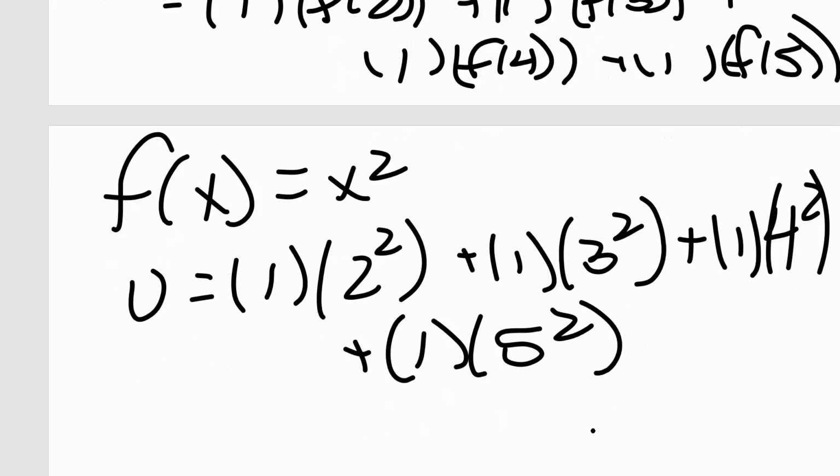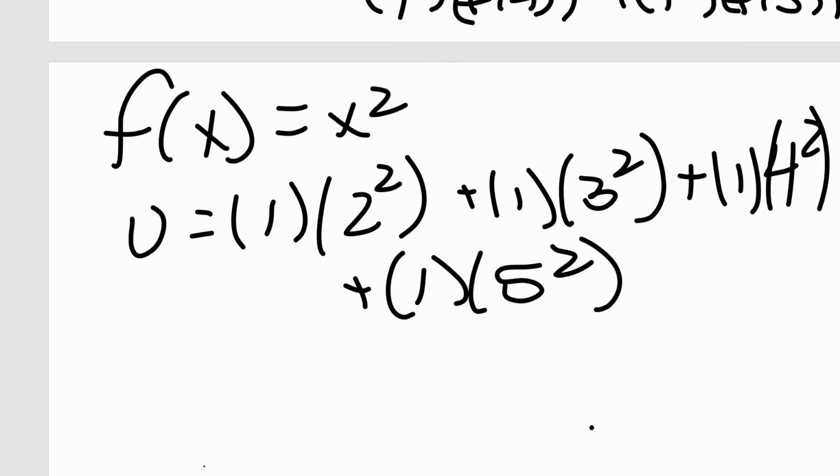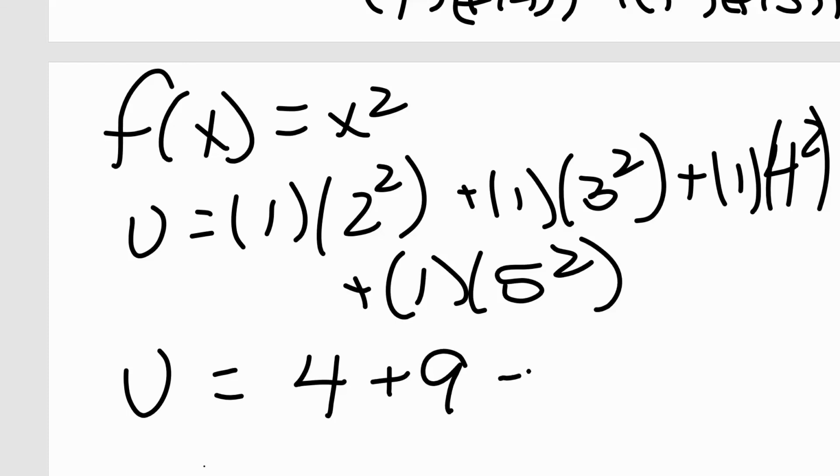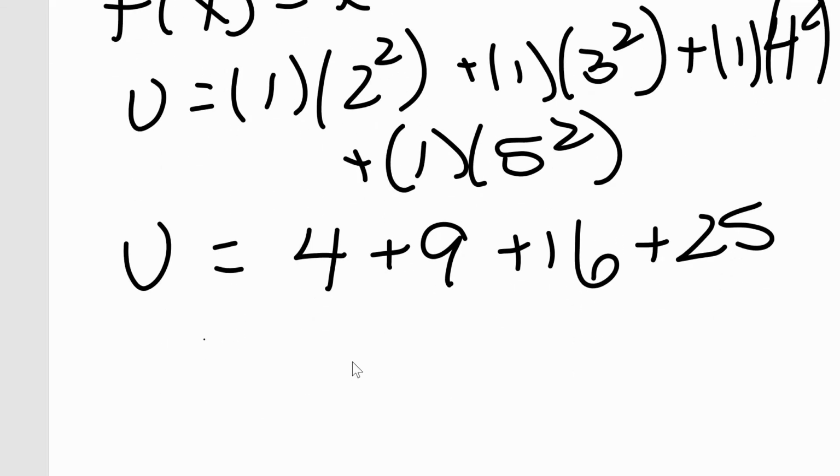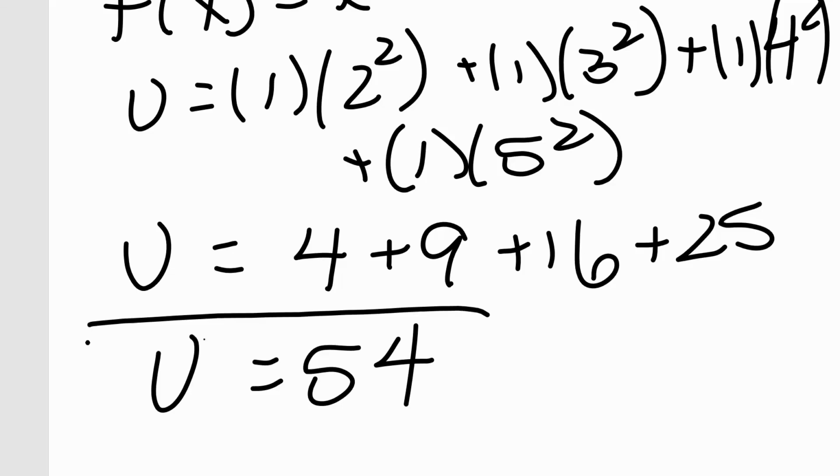So I can figure that out fairly quickly. 1 times anything is itself, so my upper sum is going to be 2 squared, which is 4, plus 3 squared, which is 9, plus 4 squared, which is 16, plus 5 squared, which is 25. When I add all of this up, I get my upper sum to be 54.